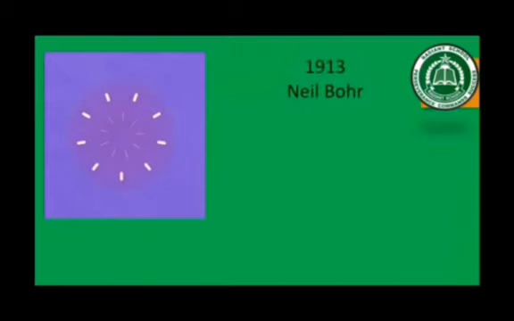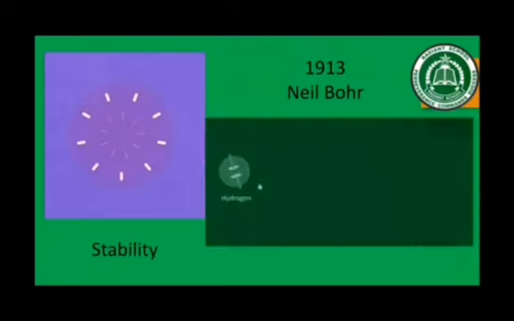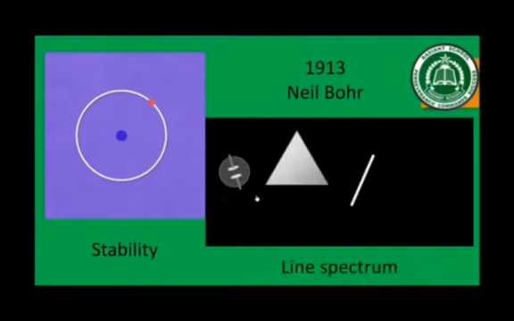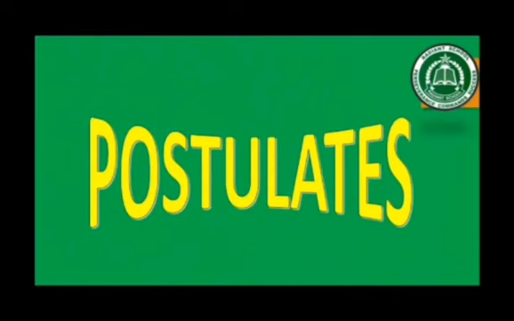In 1913, Niels Bohr not only explained the stability of an atom, but he also explained the observed line spectrum of the hydrogen atom, and why an atom gives a line spectrum. Okay, let's see what the postulates of Bohr's atomic model are.